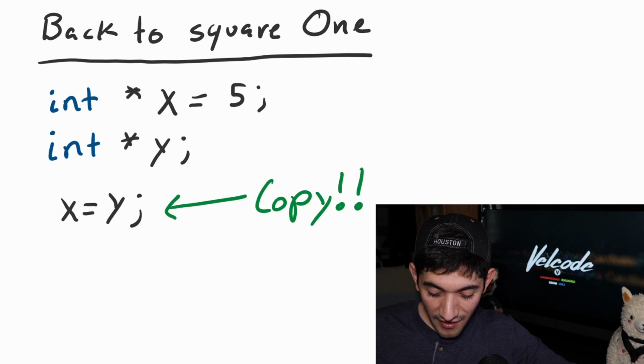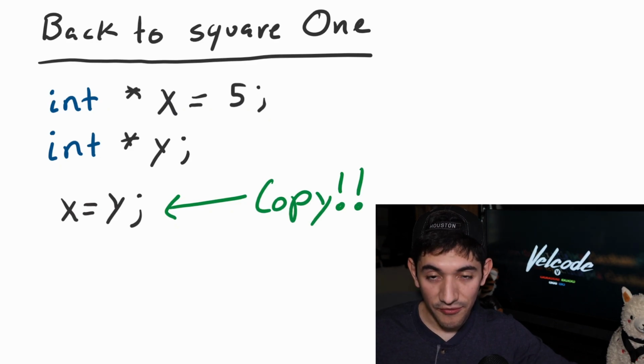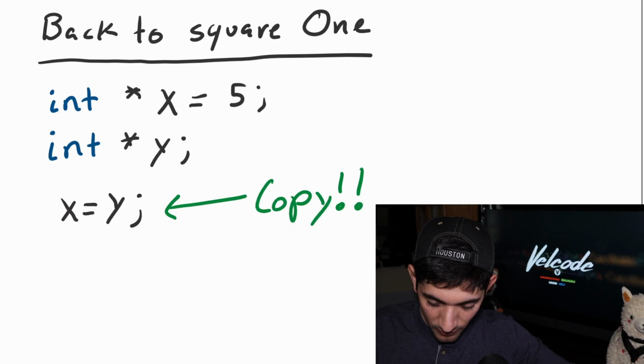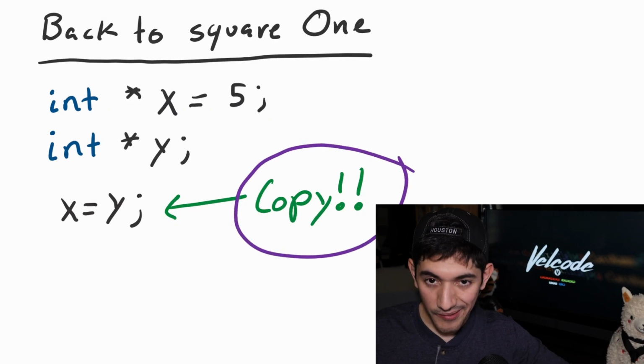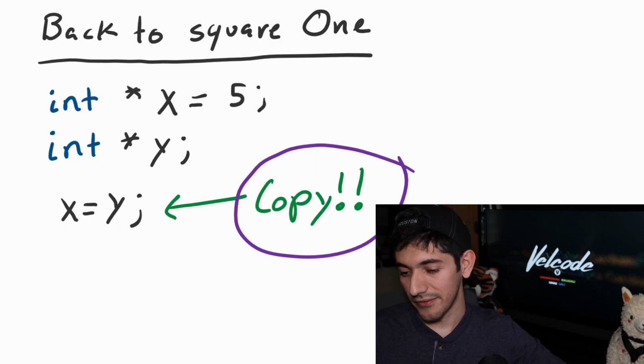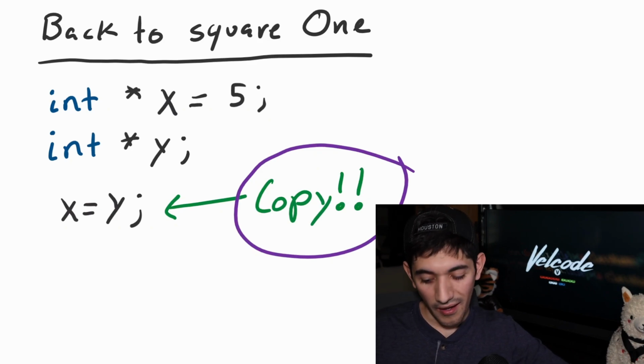Now here, we do the same thing, except that instead of x and y being regular integer variables, now they're pointer integer variables. And then we assign them equal to each other. And what happens here is that we also, again, get a copy. So now you might be like, bro, you just spoke for like 30 minutes or more, and at the end we're still making copies.